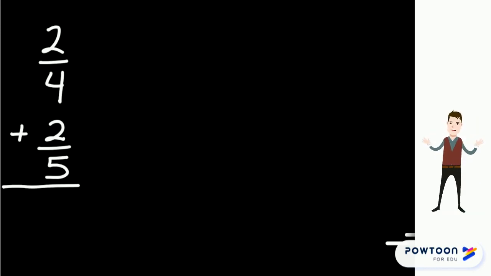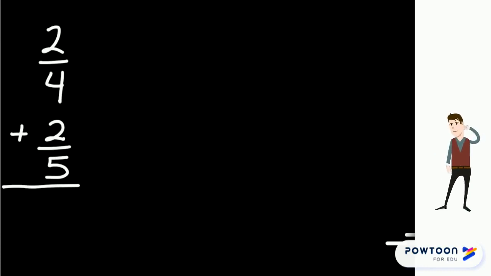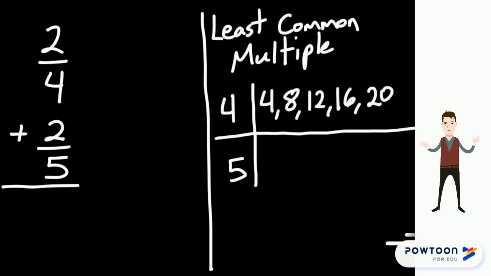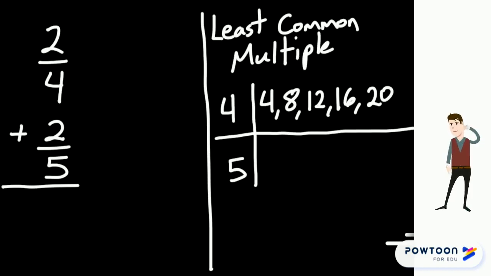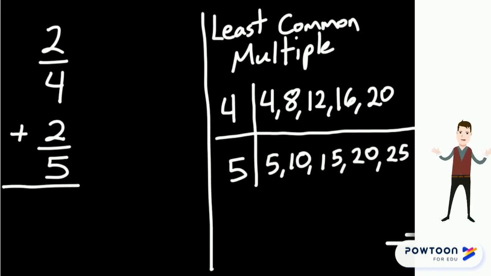Let's work on the problem 2/4 plus 2/5 to see these steps in action. The first thing we do is rewrite them as equivalent fractions with like denominators. We'll start by finding the least common multiple of 4 and 5. The multiples of 4 are 4, 8, 12, 16, and 20. The multiples of 5 are 5, 10, 15, 20, and 25. The least common multiple for both denominators is 20.